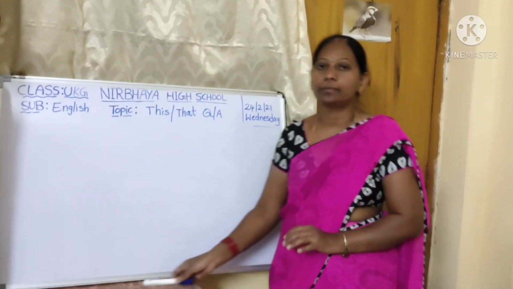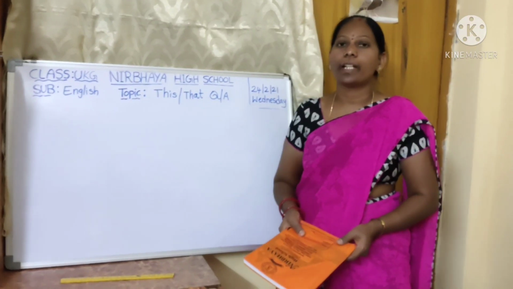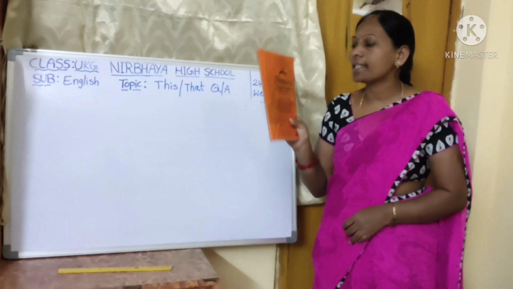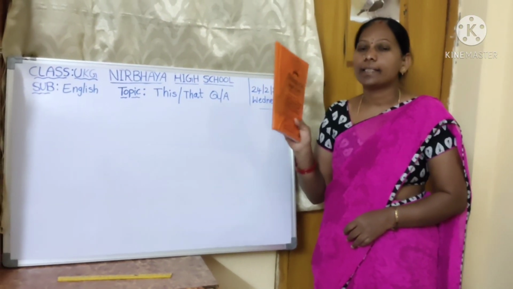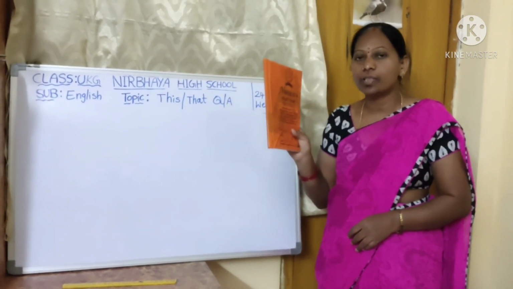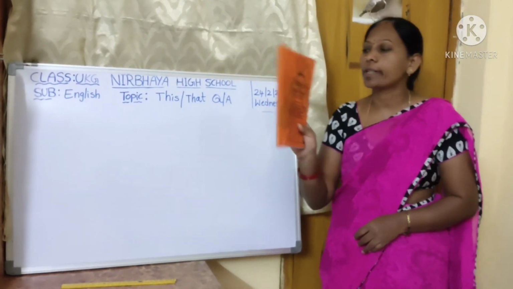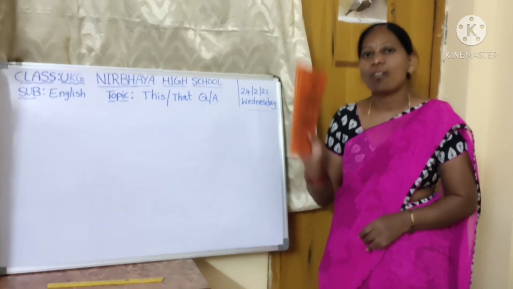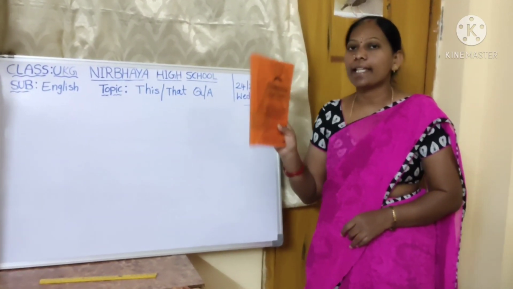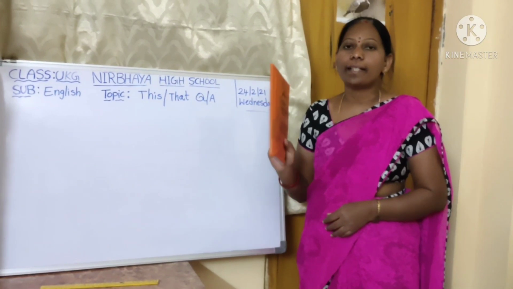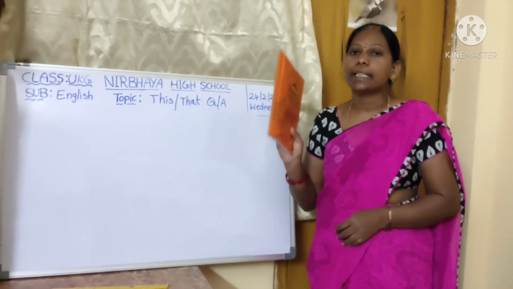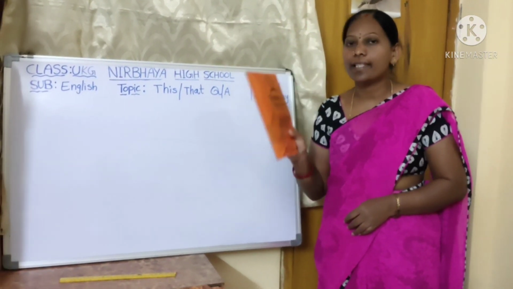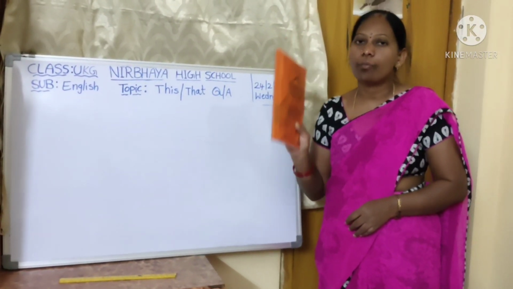For example, what is this? This is a book. The answer is: this is a book. It is near. That's why we use this.